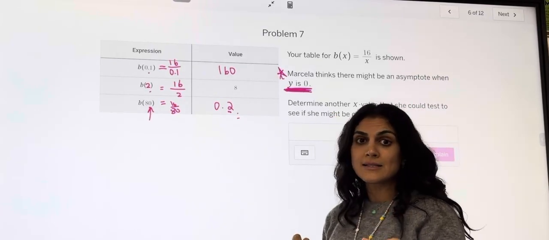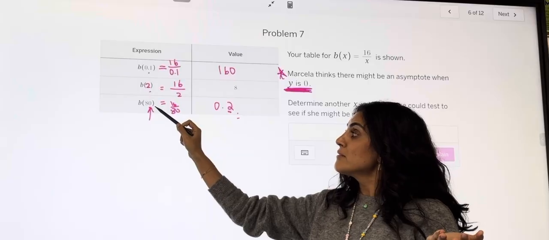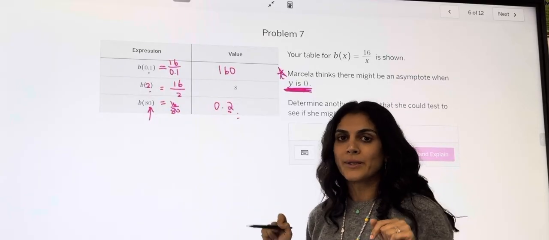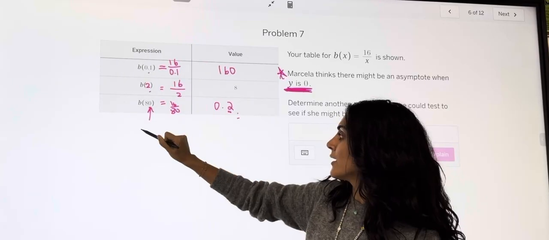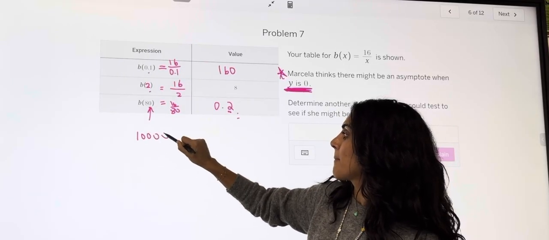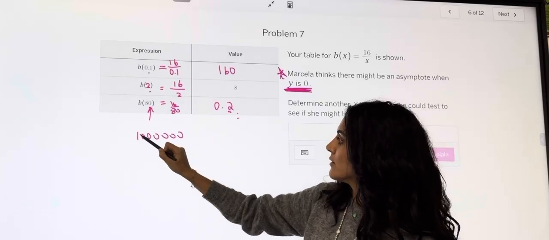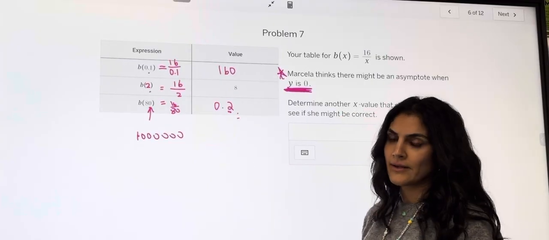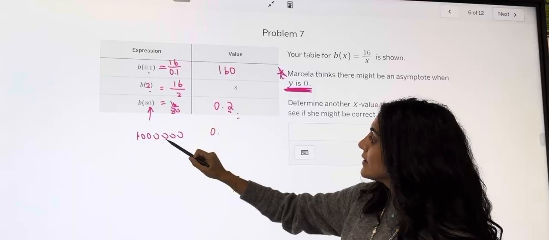So to test if that's actually an asymptote, I would plug in a really big number, okay? I wouldn't plug in something a little bigger, like 100 or 200. I would plug in something outrageously large, like, I don't know, that, okay? It doesn't matter, that works, all right? And so then you will see if you do that, that you get 0.